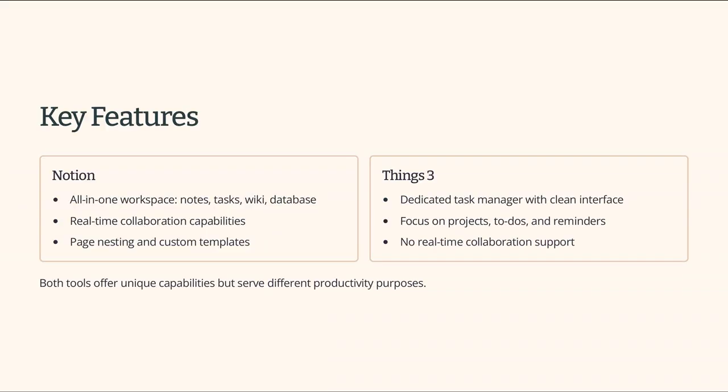Now, let's talk about pricing. Notion offers a free plan with limited features, and paid plans start at $4 per month. They also offer a discounted price for annual subscriptions. Things 3, however, is a one-time purchase application. It costs $49.99 for Mac, $19.99 for iPad, and $9.99 for iPhone. There's no subscription model, but there are separate costs for different platforms. So, while Notion has a recurring cost, Things 3 requires a higher initial investment.